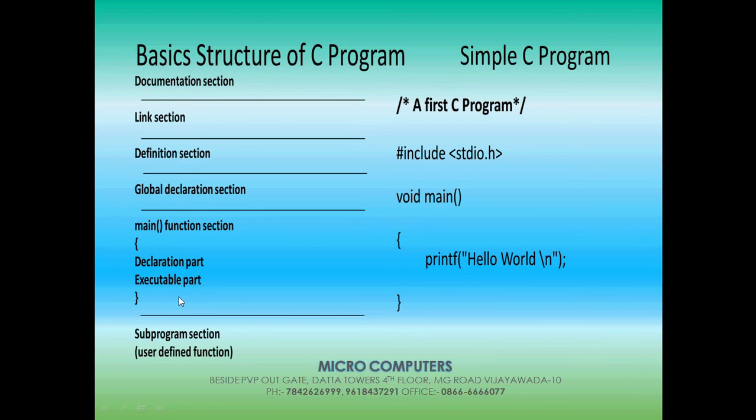All the statements should end with a semicolon, as you can see here. This printf is a statement which ends with a semicolon. Semicolon is a terminator in C language. It's just like a full stop used at the end of a sentence, indicating the end of the sentence.